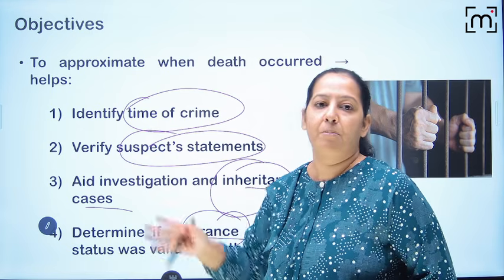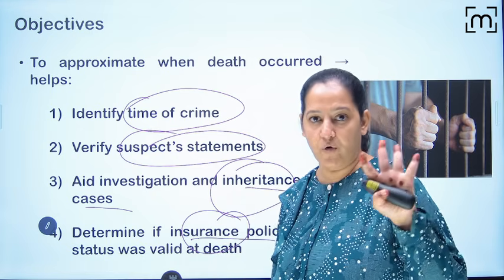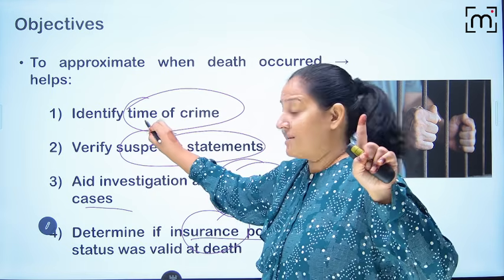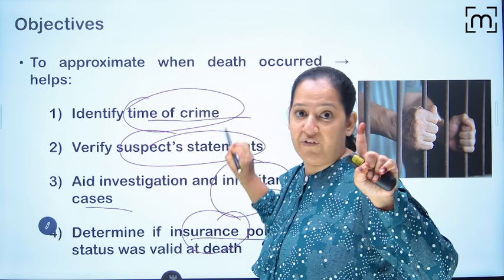So time of death is important because of these 4 objectives. So learn the 4 objectives. The time of death tells us the time of crime.